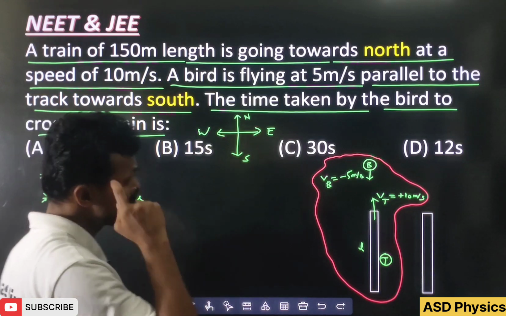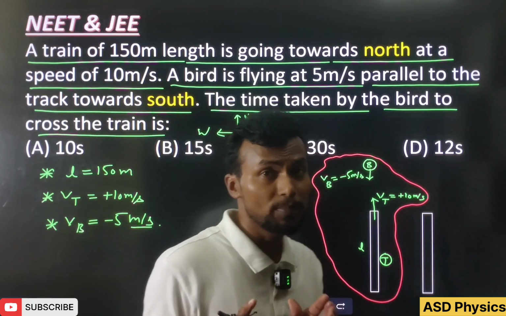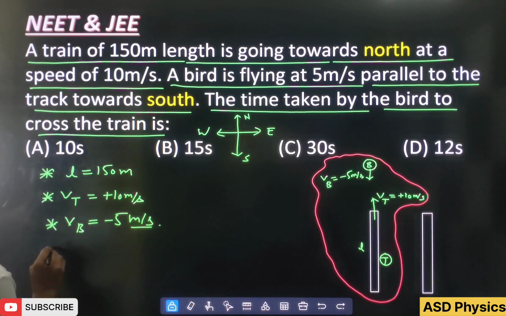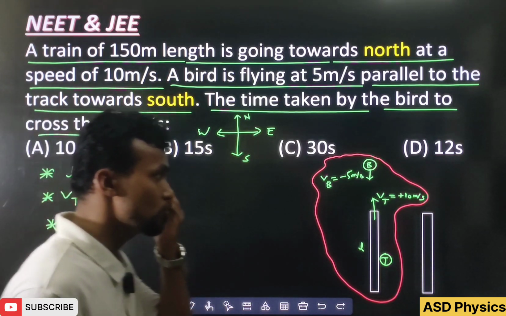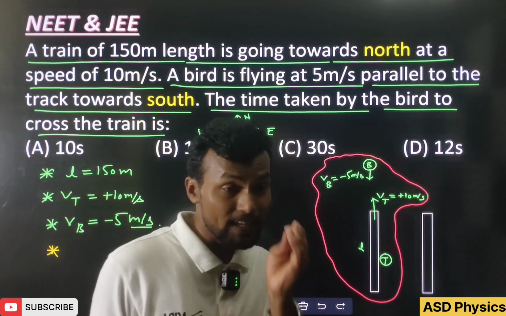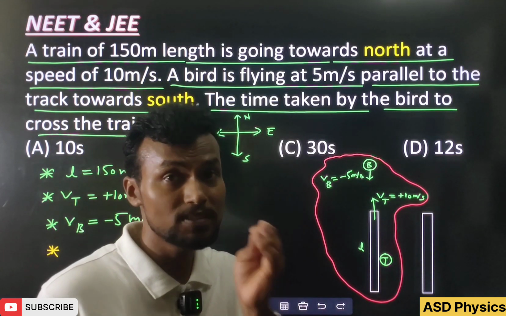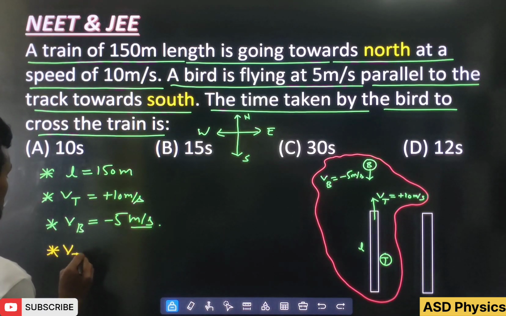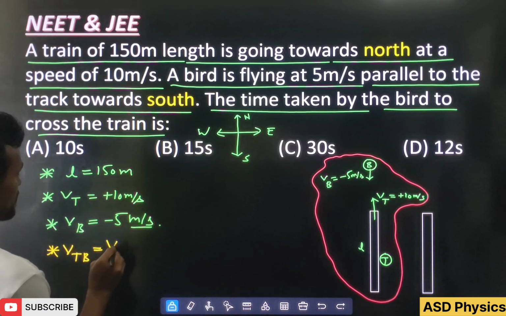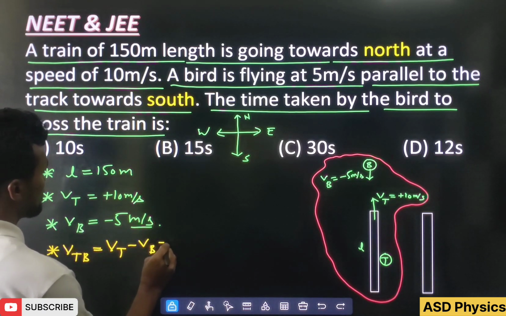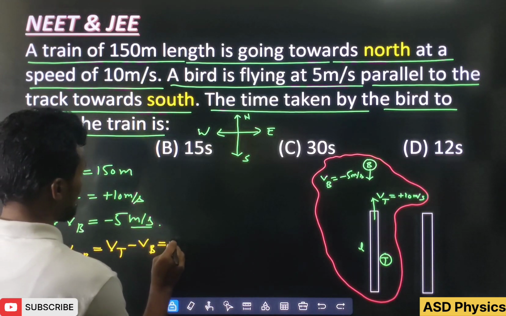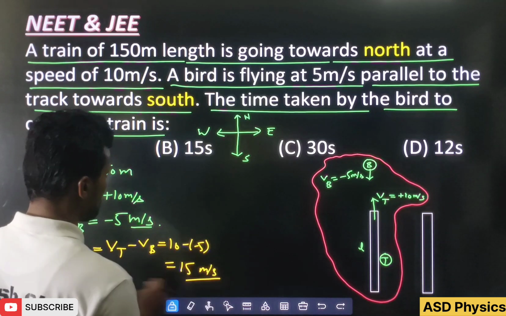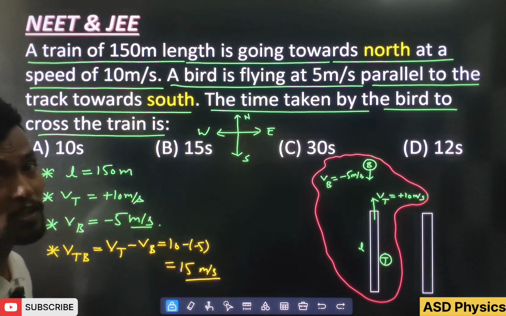After that, both the objects are moving. We have to apply the relative concept here. So what I am going to do here is stop the bird. If I am going to stop the bird, it means the bird is going to be the observer. So the velocity of the train with respect to the bird we can write as Vt minus Vb. Vt is 10, minus 5, what is coming here? 15 meter per second.